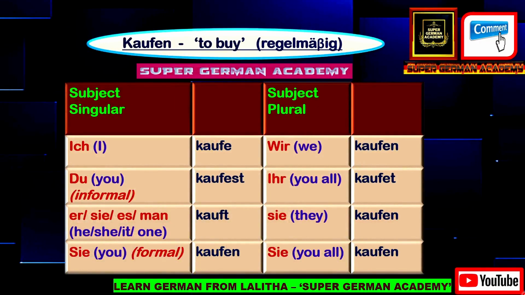Next is the kaufen verb. Kaufen means to buy. Let's see its conjugation. For subject singular: ich kaufe, du kaufst (informal), er/sie/man kauft, Sie kaufen (formal). For subject plural: wir kaufen, ihr kauft (informal), sie kaufen, and Sie kaufen (formal). This is the conjugation for kaufen, and it is regelmäßig, that is, a regular verb.